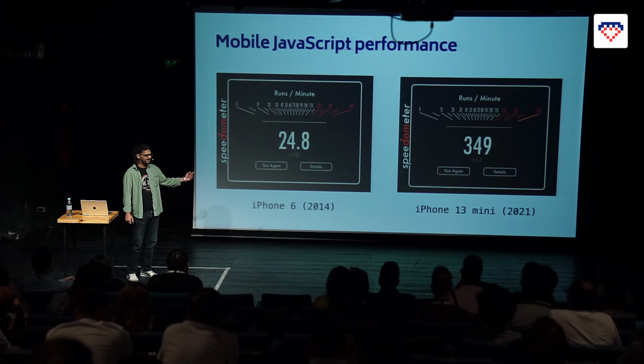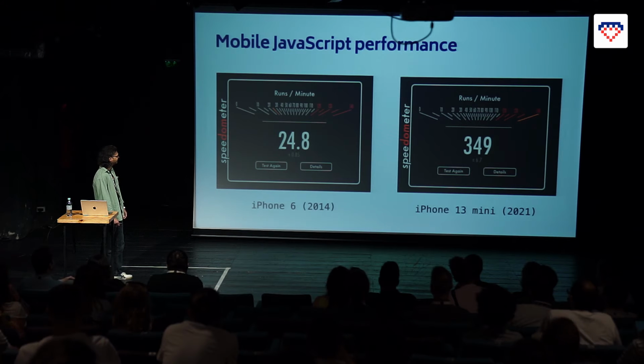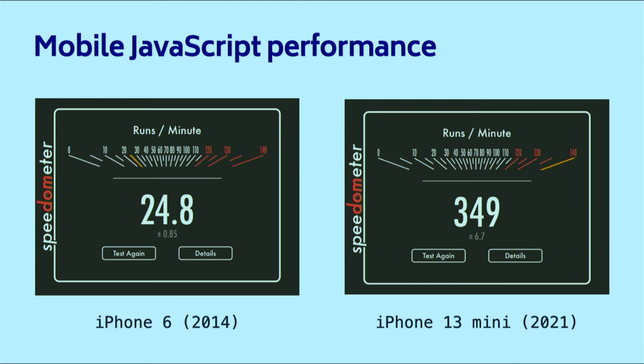In, what is that, 7 years? Yeah, 7 years, that's the performance jump. That is just ridiculous. I don't even have words to describe what a performance jump that is. Okay, granted, we're looking at a $600 top-of-the-line phone with that score of 349.